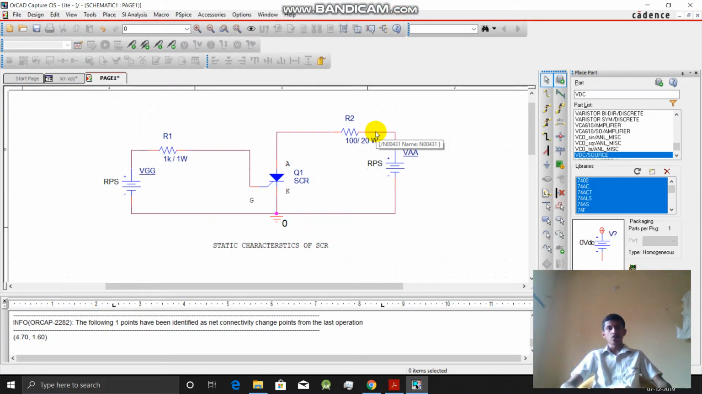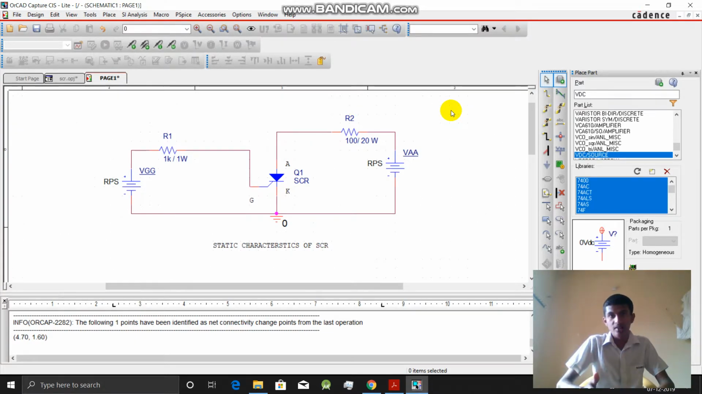Static characteristics of SCR. This is also the hardware experiment, and here we are going to find the latching current of the SCR and its holding current and its on-state resistance and breakover voltage.